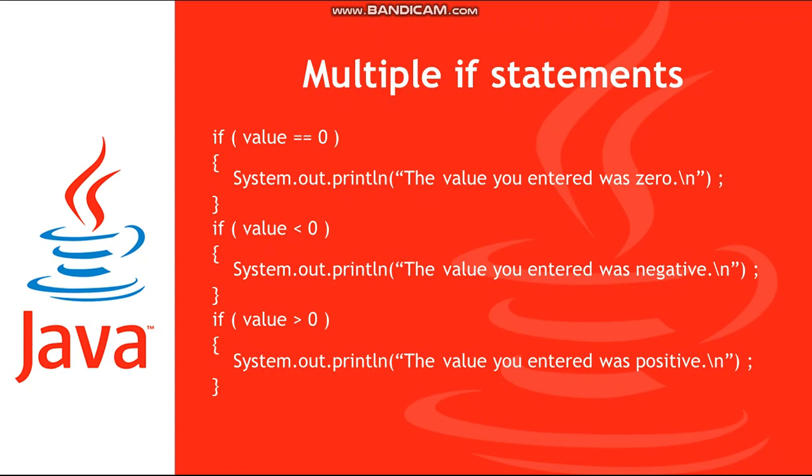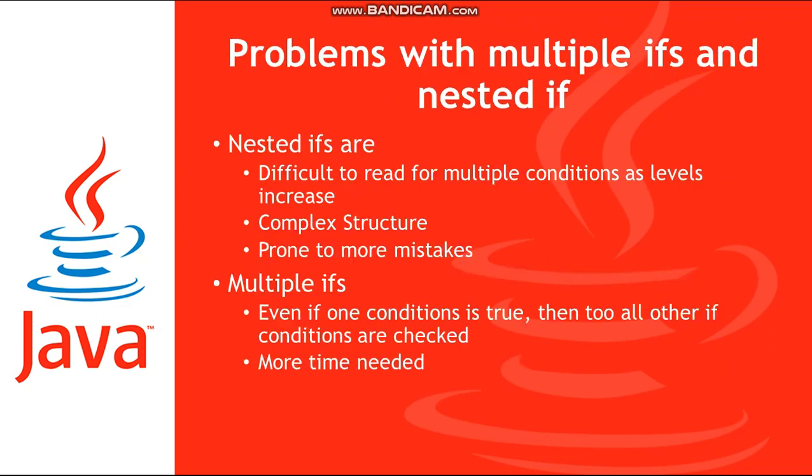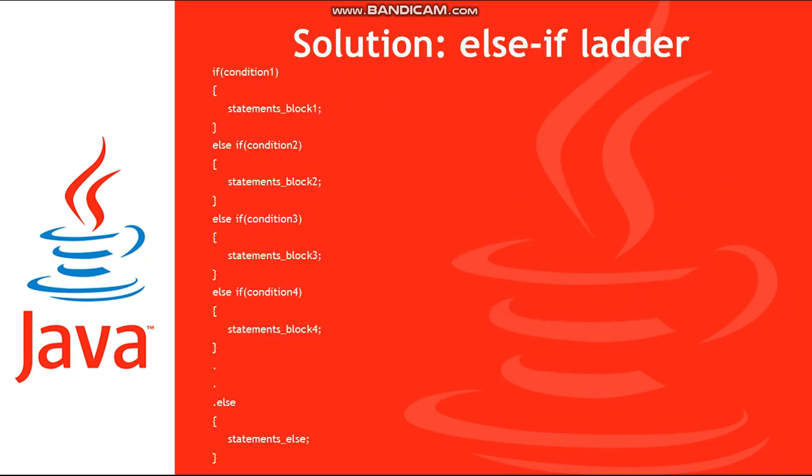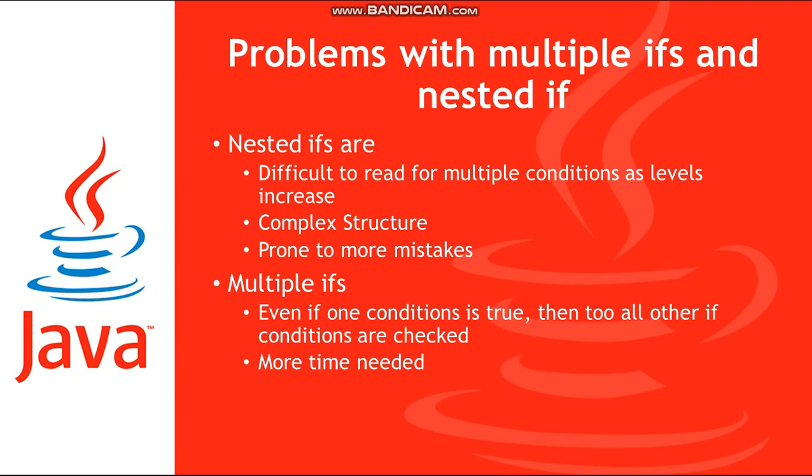If value is equal to 0, in this statement the user has to enter any value, and we will check whether it is 0, or a positive number or a negative number. That is a multiple if statement. If value is equal to 0, then you have entered a 0. If value is less than 0, then it is negative. If value is greater than 0, then it is positive. The problem with multiple if statements is that it is difficult. It is very difficult to understand when we use multiple if statements.